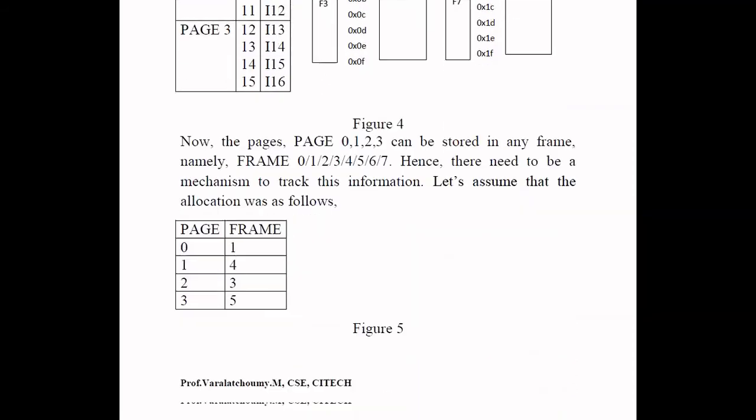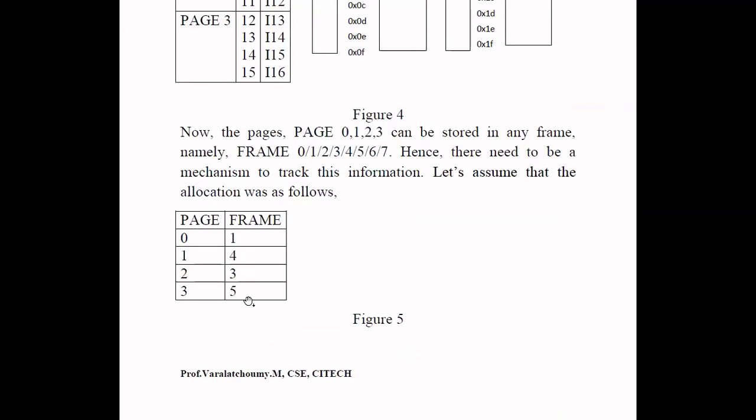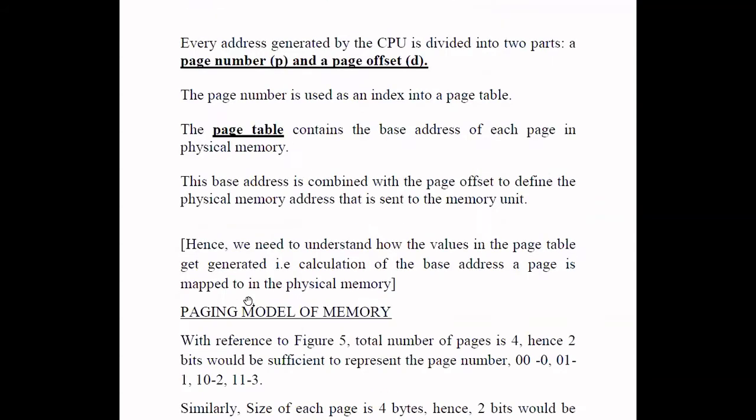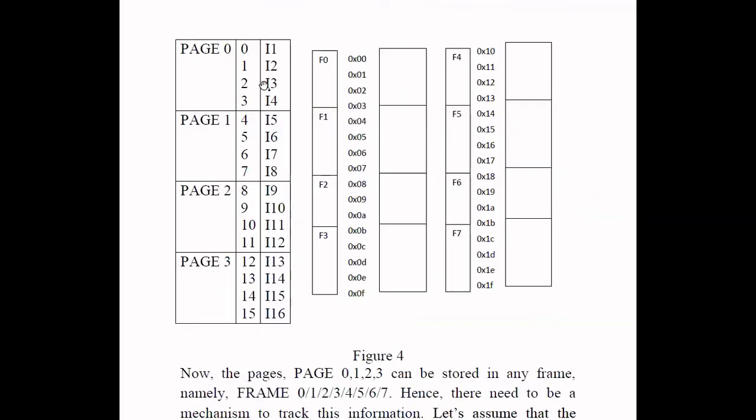As I told, we will just assume this is how the allocation has been made, and we will go for the calculation. Any address is going to have two portions, as mentioned over here. The address generated by the CPU is usually divided into two parts. One is the page number, the other is the page offset. What does this mean? Page number represents this, page 1, page 2, page 3 and so on.